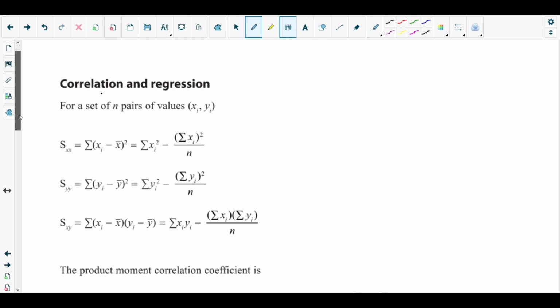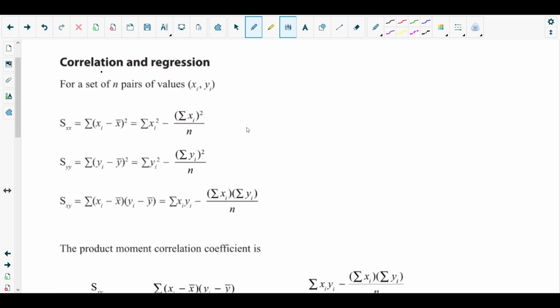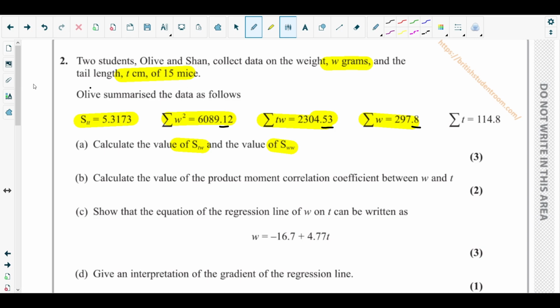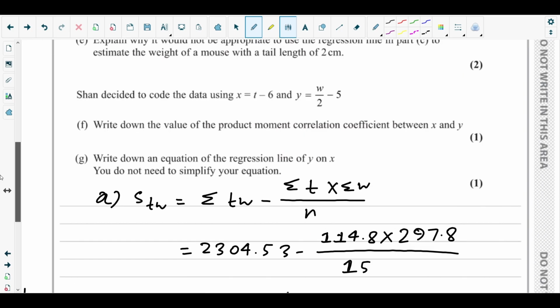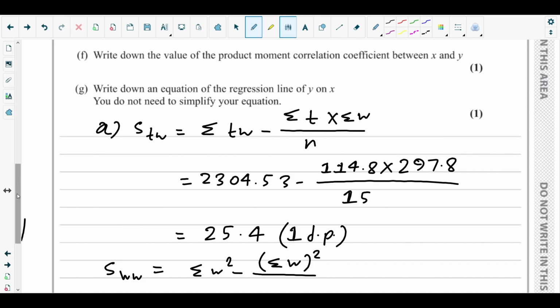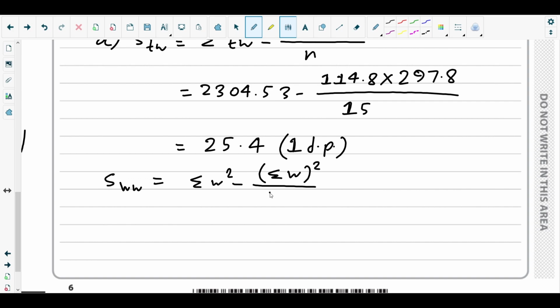S of XX, the summary statistic for XX, is the sum of x squared minus sum of x whole squared over n. So for W, S of WW would be the sum of w squared minus sum of w whole squared over n. N is 15 there. We will write it in the next substitution.